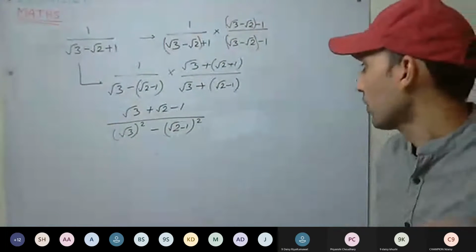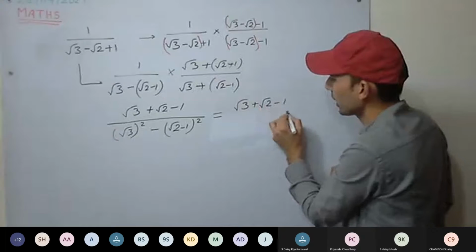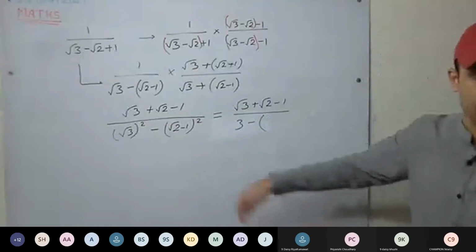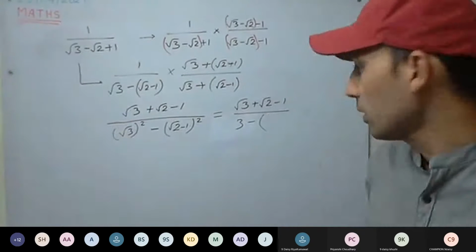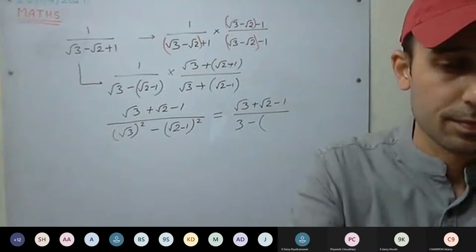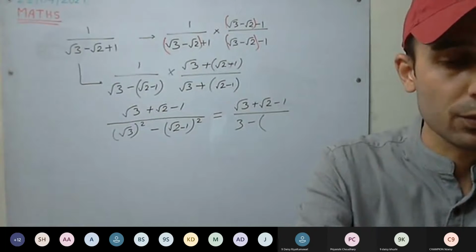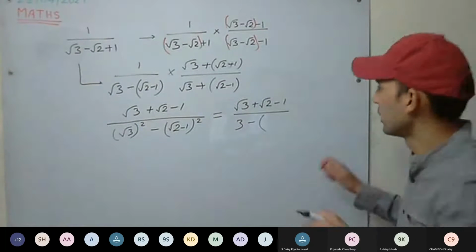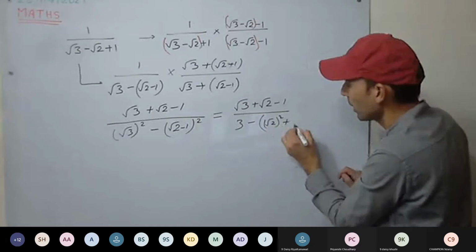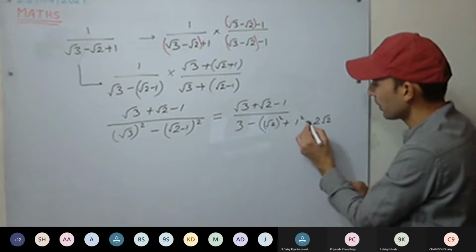Okay, find it. I'm writing this side. Root 3 plus root 2 minus 1 divided by 3 minus, keep it in bracket, and solve root 2 minus 1 the whole square. That is a minus b the whole square, so it will be a square plus b square minus 2ab: root 2 square plus 1 square minus 2ab. It will be a minus sign here.